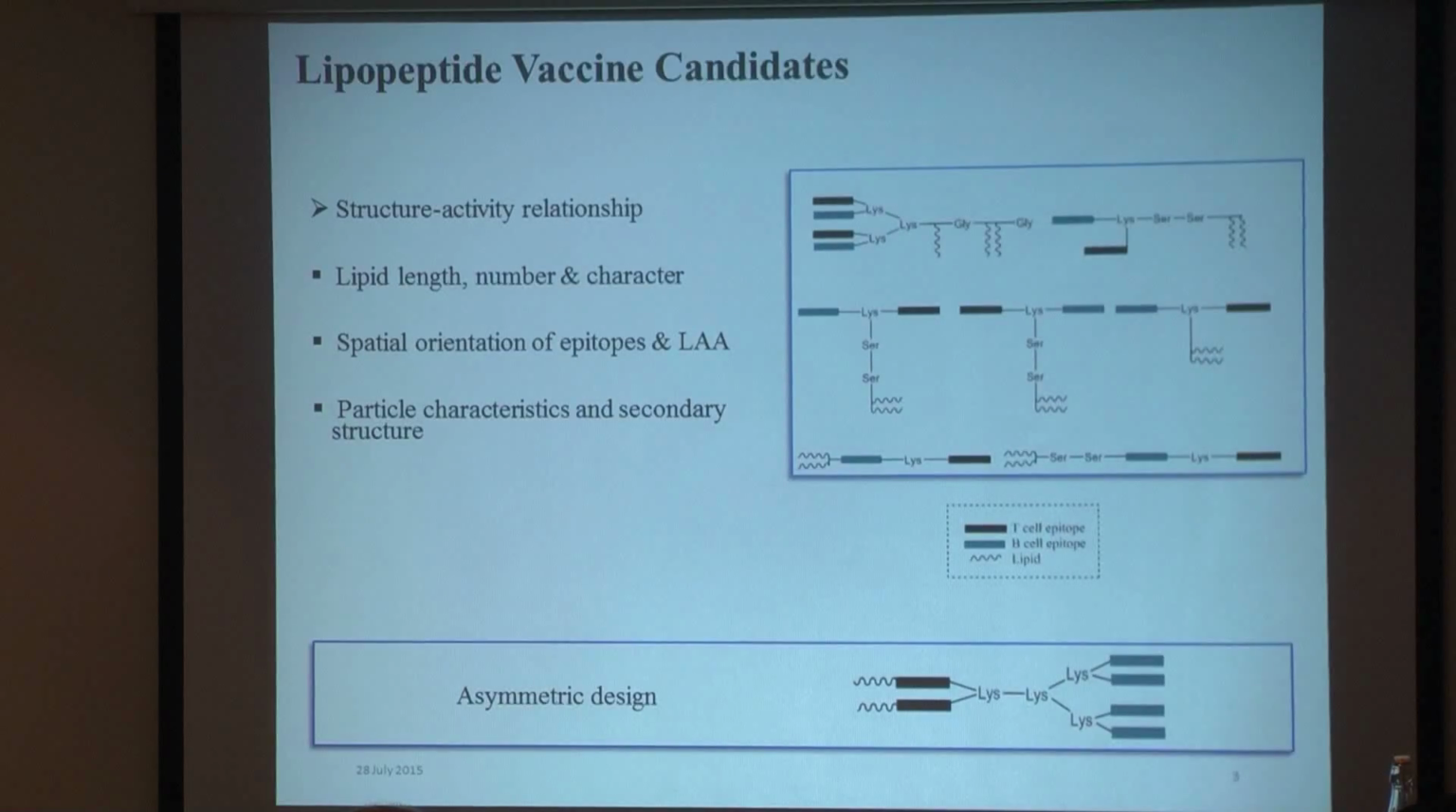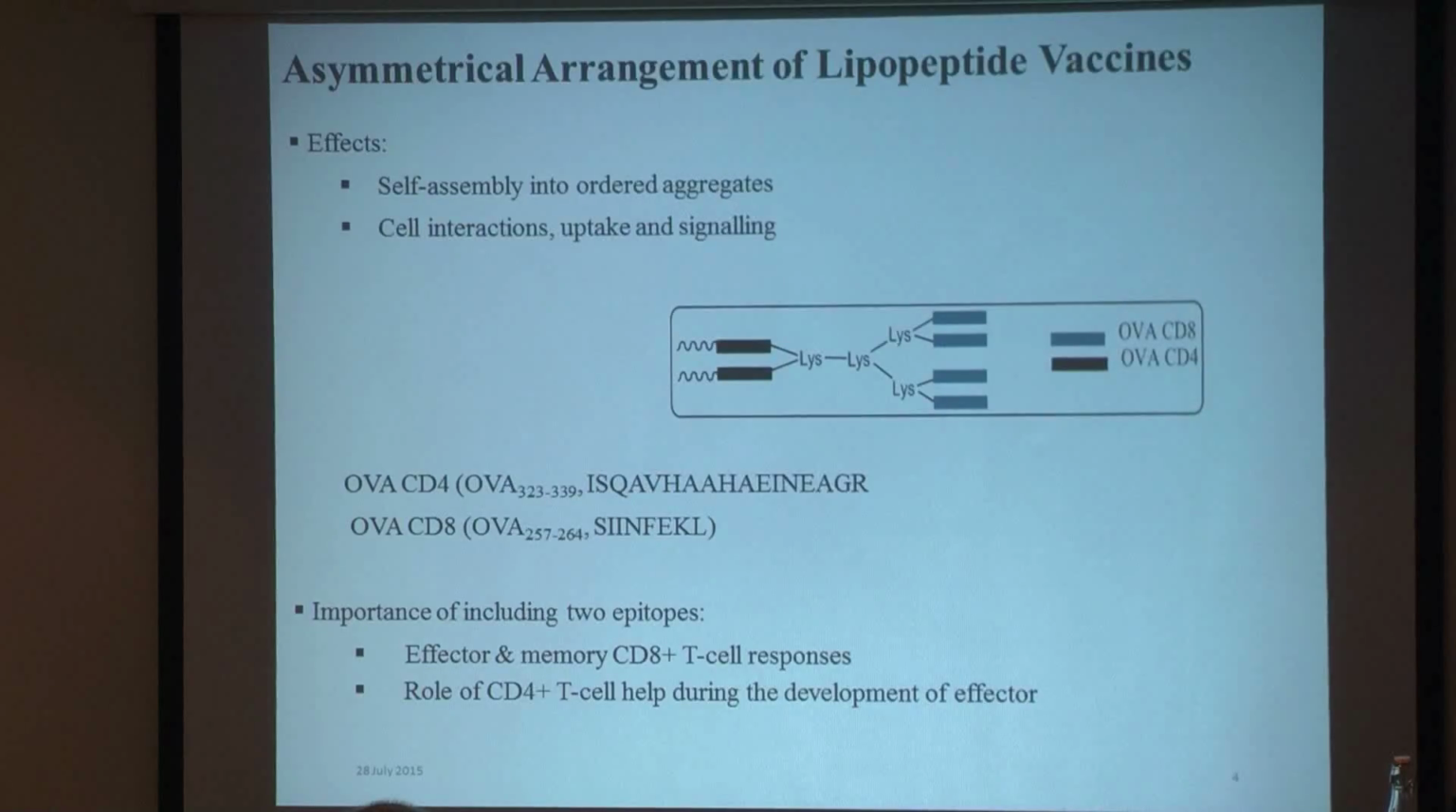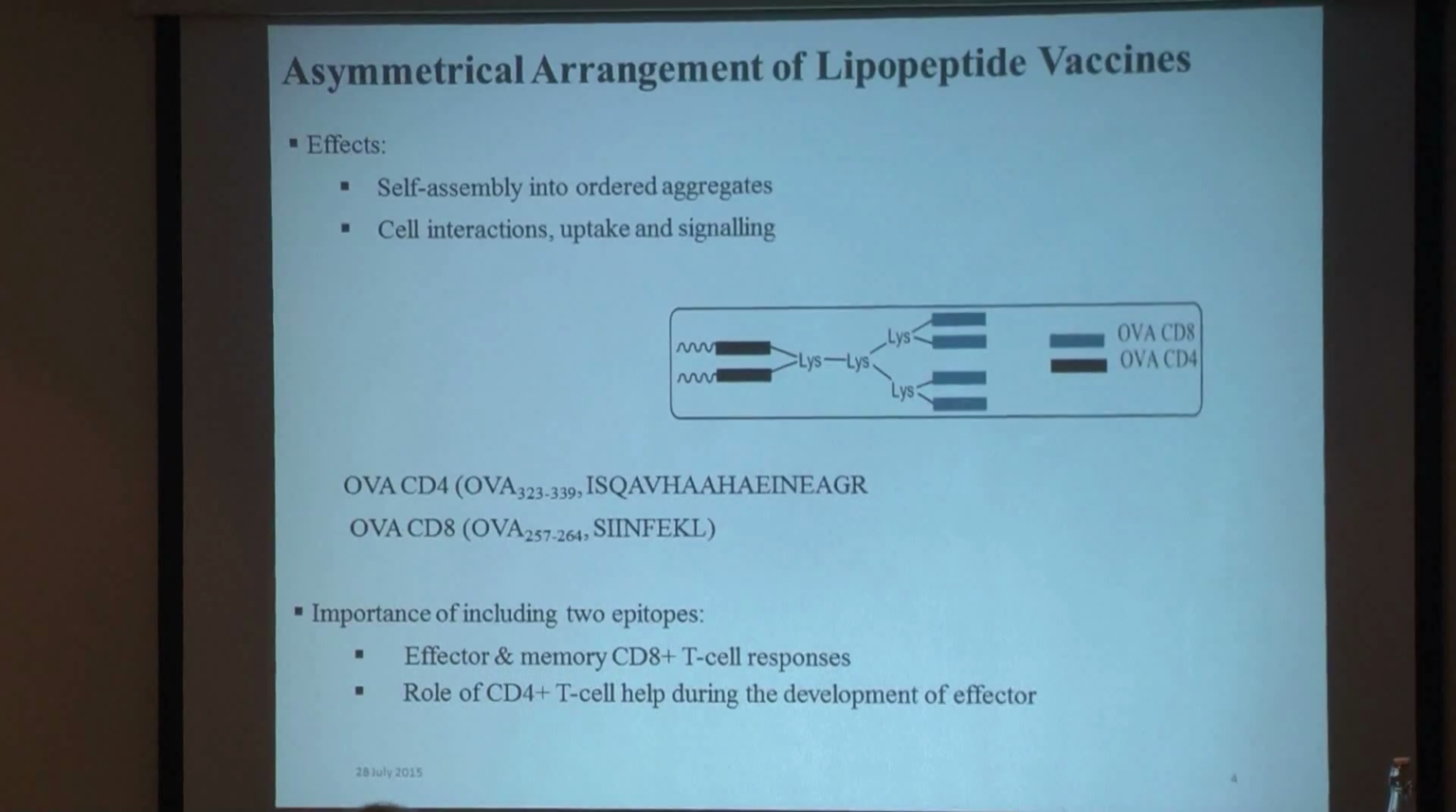Although great research on lipopeptide designs has been done, we thought that by putting asymmetry in the arrangement of the epitopes, we may get a better immune response. And why did we do asymmetry? Because it has been shown that macromolecules with asymmetric arrangement of the lipid, hydrophilic and hydrophobic ligands tend to self-assemble into orderly aggregates, which means that they can display the ligands around their surface.